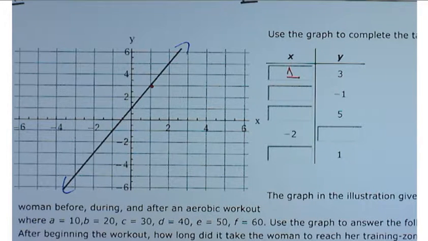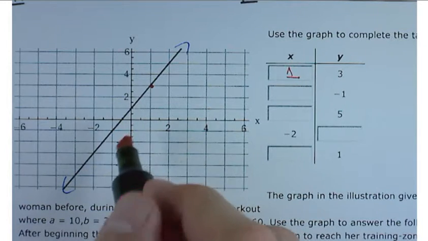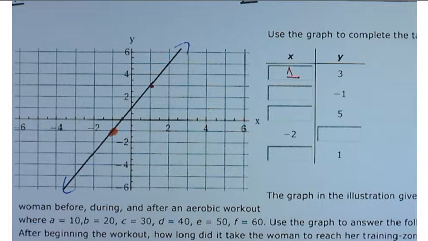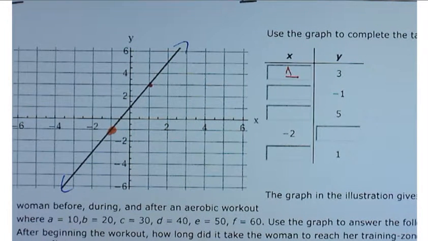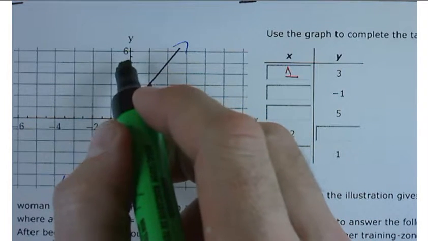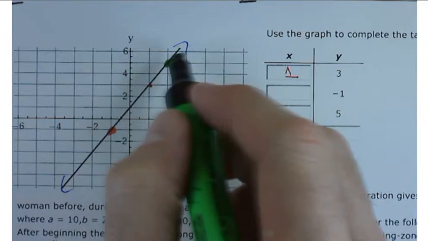I'm going to play that game again. This time y is going to be -1. So if y is -1, that's right here. And then back up at y equals 5. Y equals 5, we're right there.